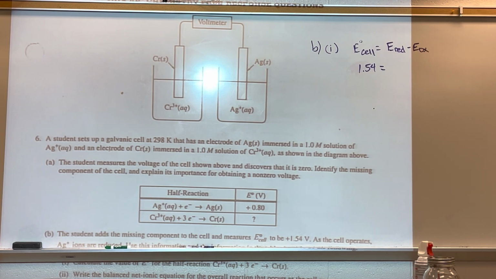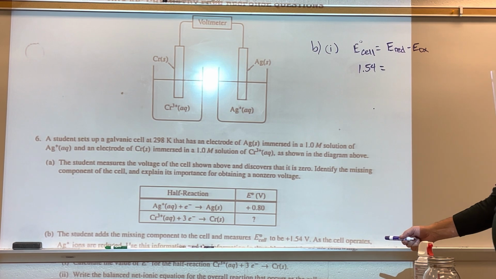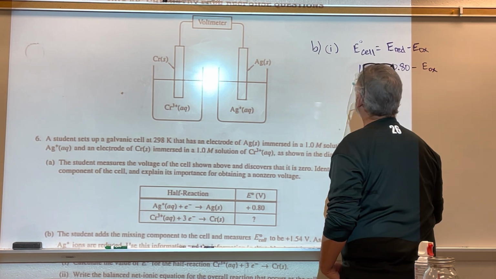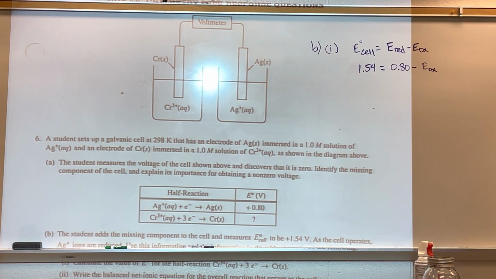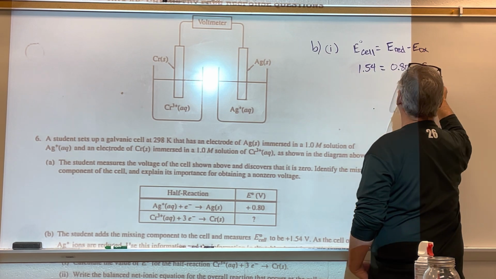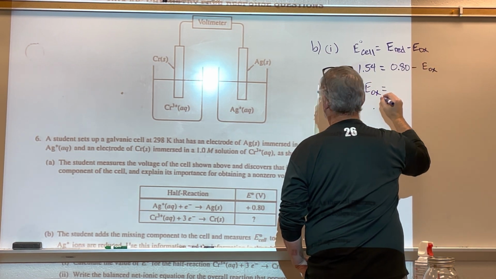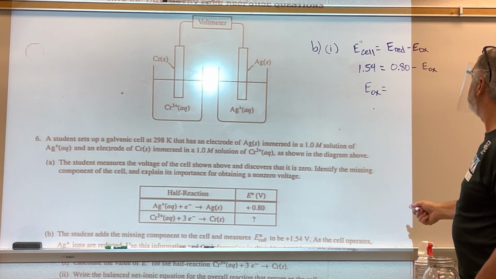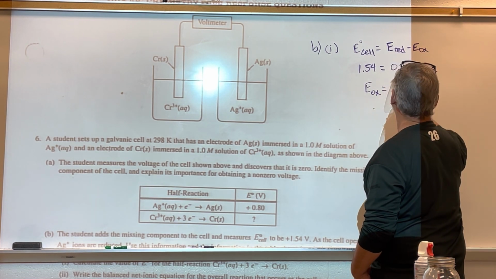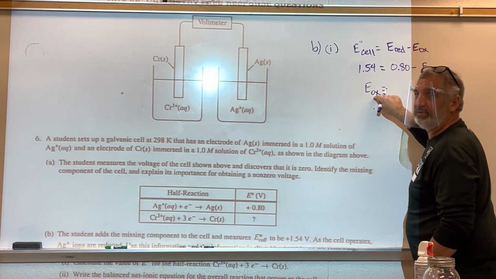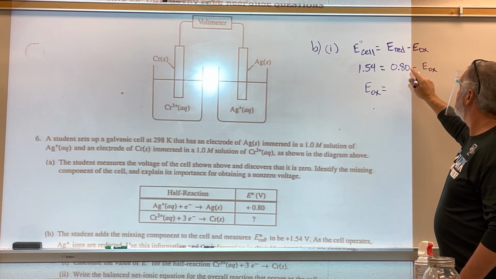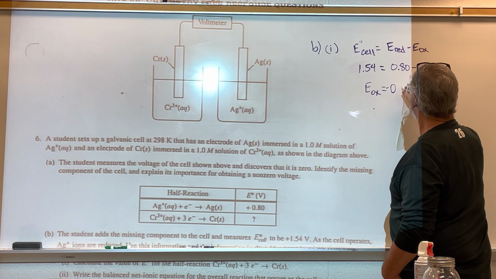1.54 is equal, so it says that the silvers are being reduced, right? So that means it's going to be 0.8 minus E ox. Right? Now the math right there should be pretty simple. E ox, bring that over here, 1.54, so E ox is equal to, what does it want? It wants the reduction or oxidation potential. What we have here is going to be the reduction potential, because we put the minus sign here. So what we get here is negative 0.64.